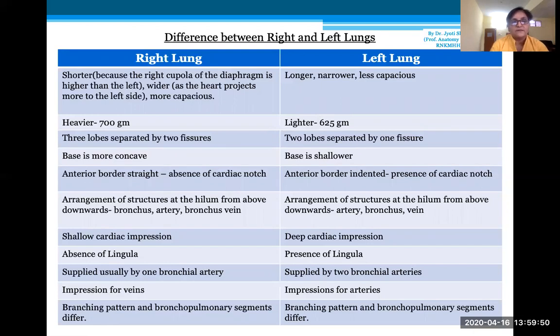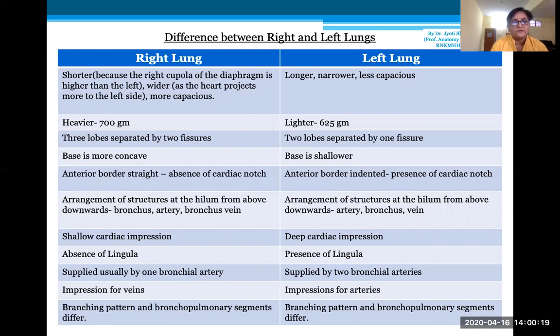3 lobes separated by 2 fissures in the right lung, and 2 lobes separated by 1 fissure in the left. Base is more concave in the right lung, while the base is shallower in the left lung. Anterior border is straight in the right lung, while the anterior border of left lung is indented, with presence of cardiac notch. Arrangement of structures at the hilum from above downwards in the right lung is bronchus, artery, vein. In the left lung, from above downwards are artery, bronchus, and vein.